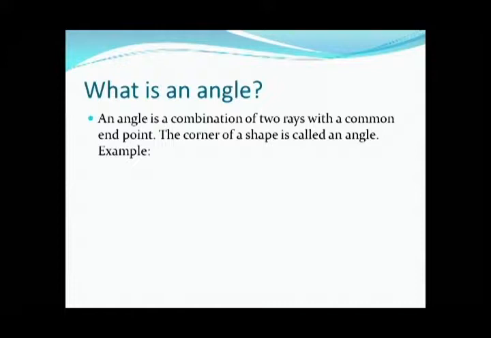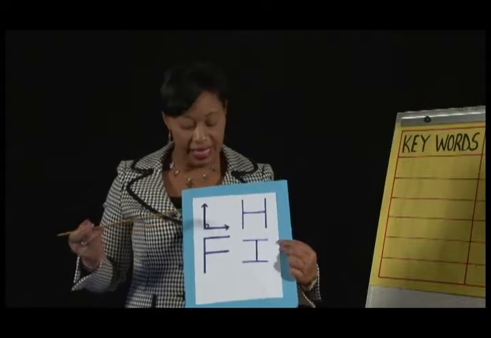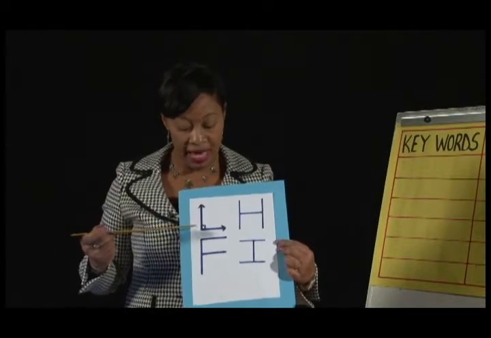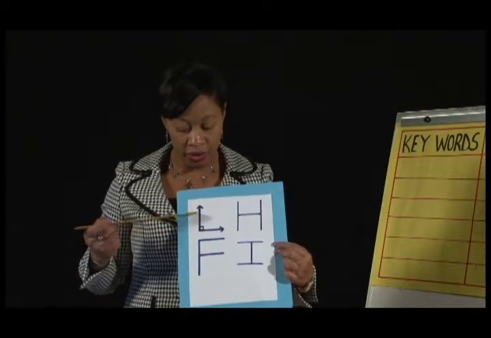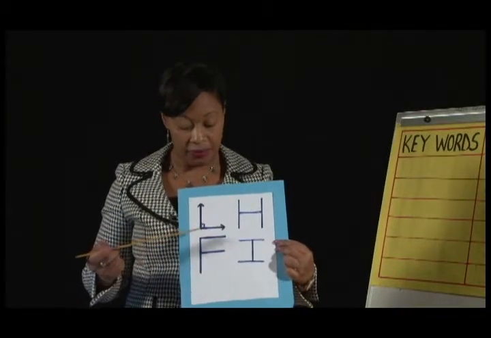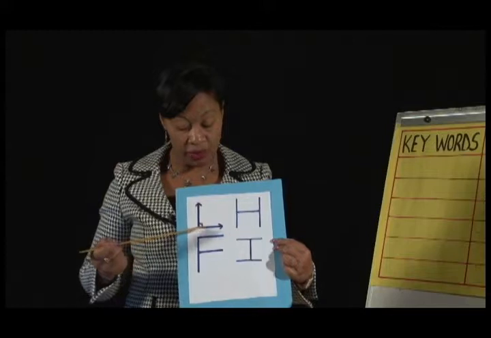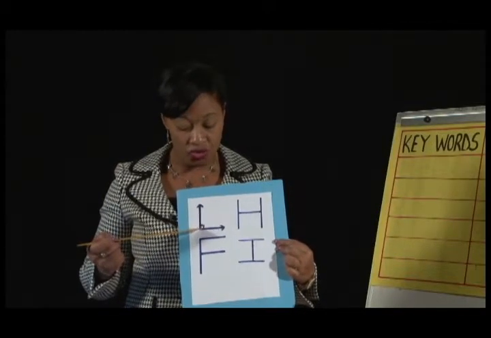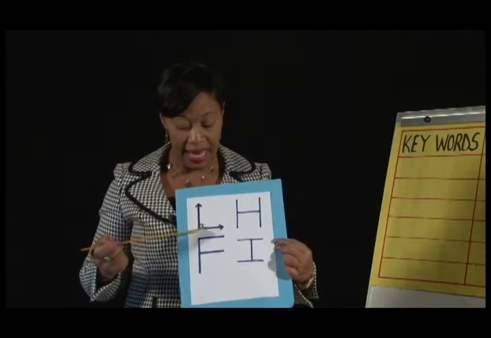What is an angle? An angle is a combination of two rays with a common endpoint. The corner of a shape is called an angle. Here is an example. Here we have two rays, one going in this direction, the other going in this direction here. The point where these two rays meet is called an angle.